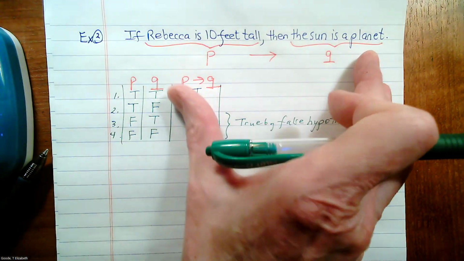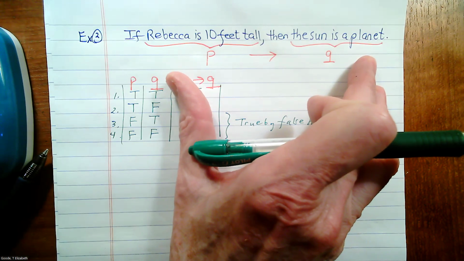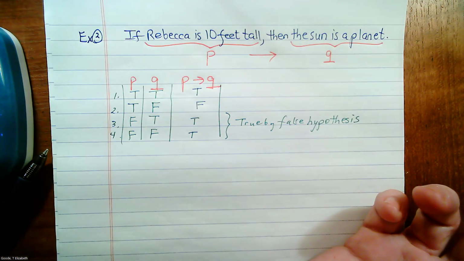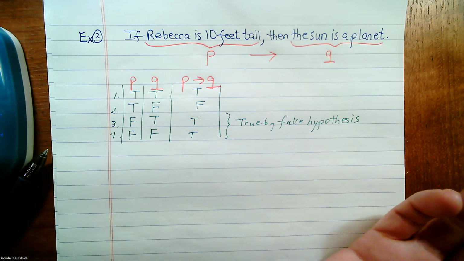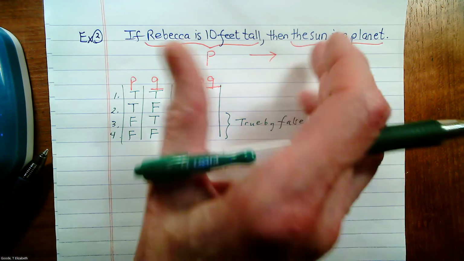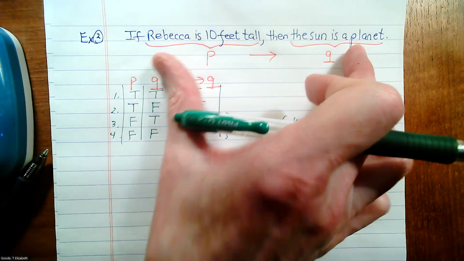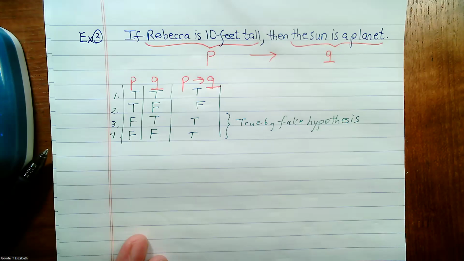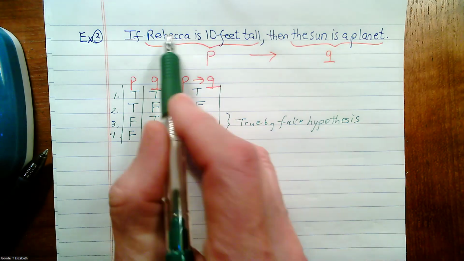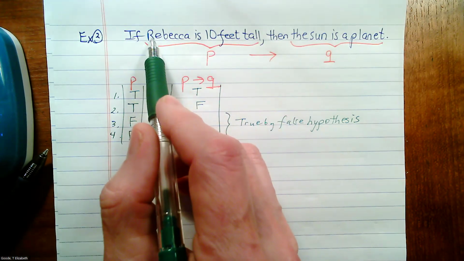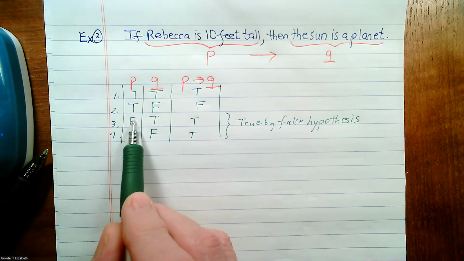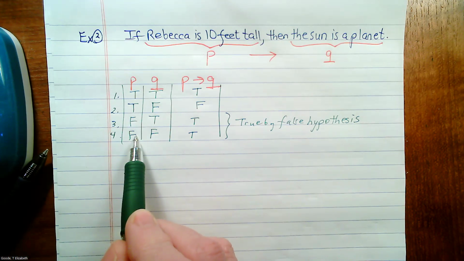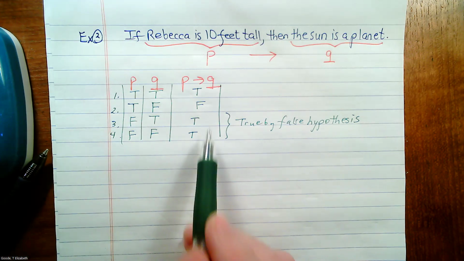So that's what's so weird: silly-sounding statements. If Rebecca is 10 feet tall, then the sun is a planet. Well, that's silly because you're not 10 feet tall, but it happens to be true according to the way we evaluate an if-then statement. That's the most curious thing about the if-then statement: no matter how silly the hypothesis is, if the hypothesis is false, the if-then statement will be true.